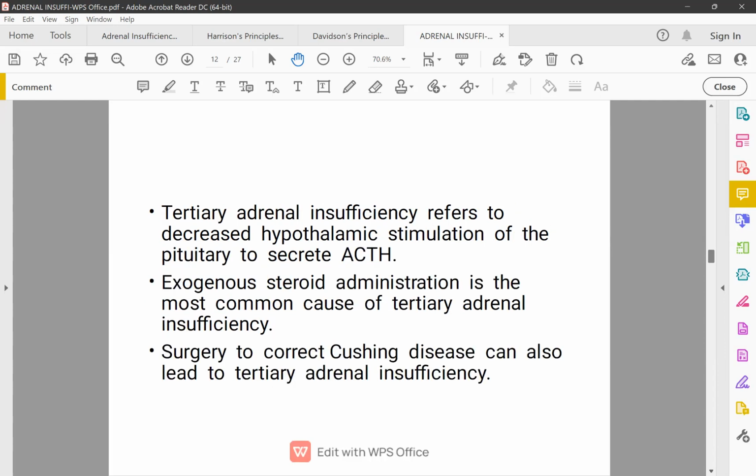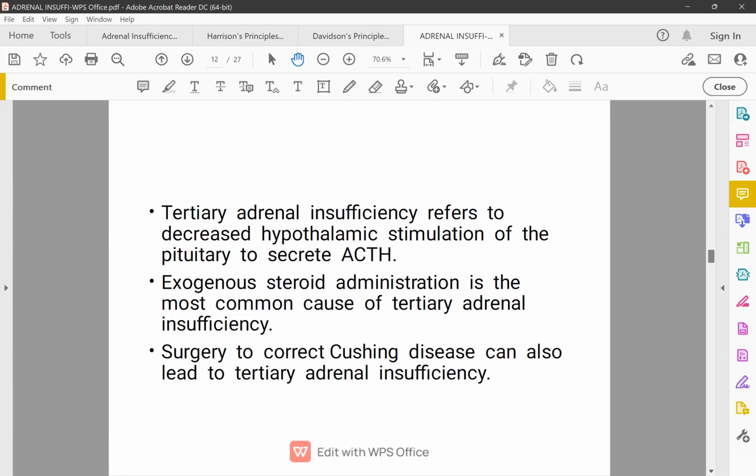Okay. And coming to tertiary adrenal insufficiency, it refers to the decreased hypothalamic stimulation of the pituitary to secrete ACTH. The most common cause of tertiary adrenal insufficiency is exogenous steroid administration. And if a patient has any surgery to correct Cushing syndrome, it may lead to tertiary adrenal insufficiency. That means the problem here is CRH. CRH is not properly secreted, so ACTH is not coming, so the trophic hormone is not there, and then your target organ is not able to produce this one.